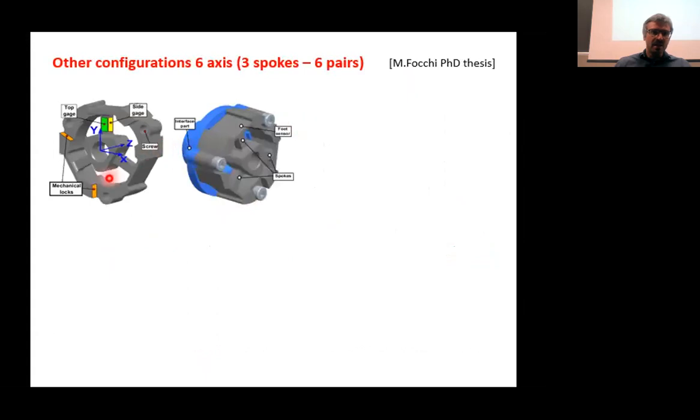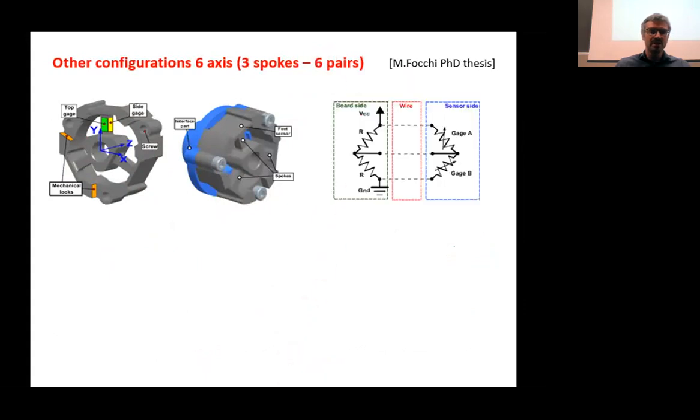And this is, as I said, another configuration, with 3 spokes. I did this at the beginning of my PhD. And again, you have a pair on one side and on the other side, but you're only using 6 pairs.